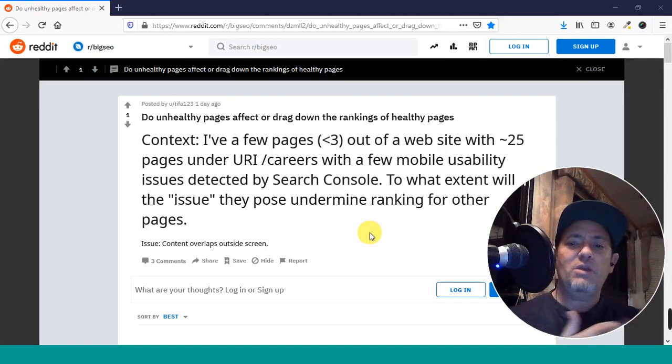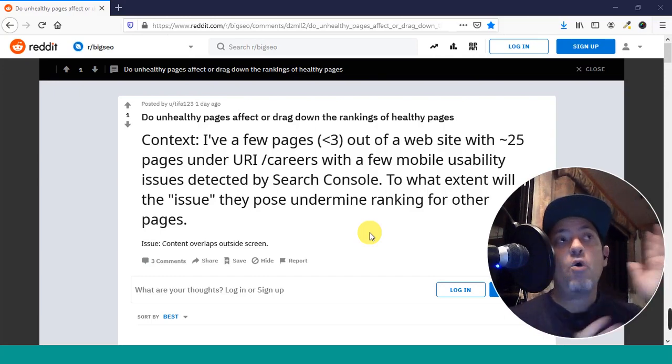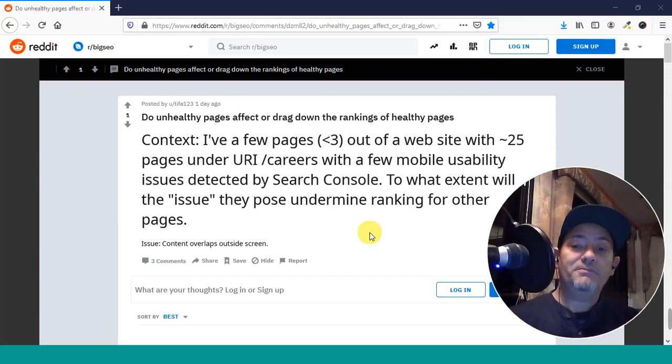But I think primarily what you're most worried about is the percentage. So three pages out of 25 is like 1/8 of the pages on the site, and you're worried about Google looking at the site as a whole as being low quality because you got this message. I wouldn't worry too much about it.